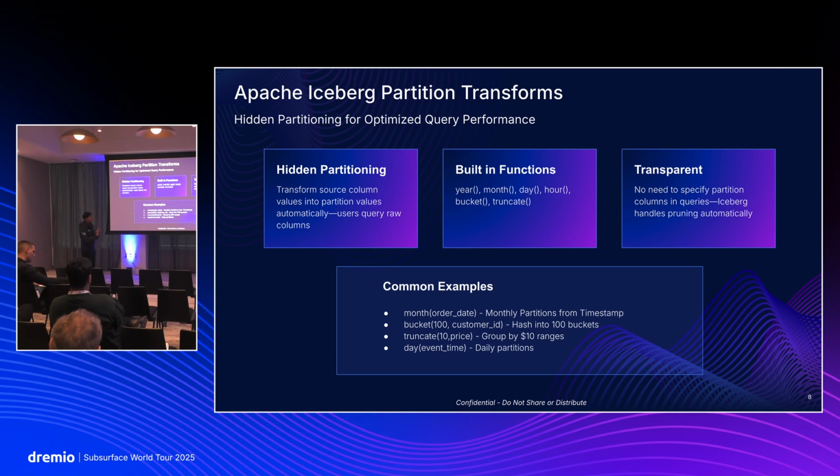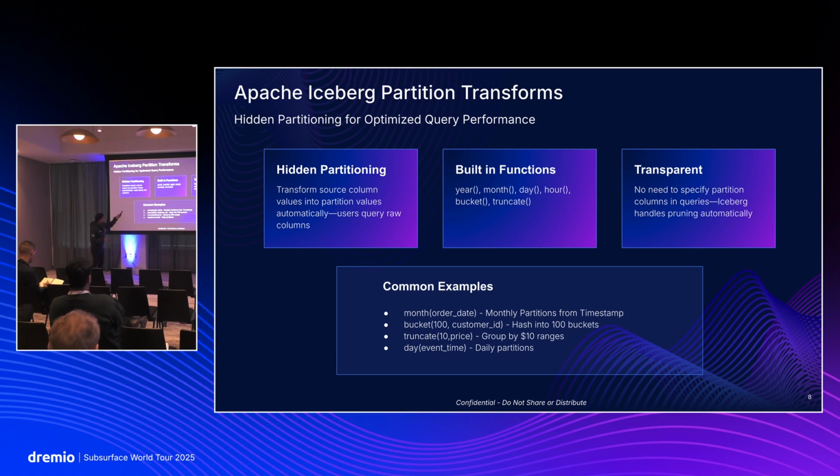In Iceberg, it's completely transparent. You don't need to specify partition columns in queries. Iceberg handles the pruning automatically. So initially, when you give month of timestamp, and I'll show you an example of how the query will come in, it will prune it, and then you can also change it, right? And that's the next slide.